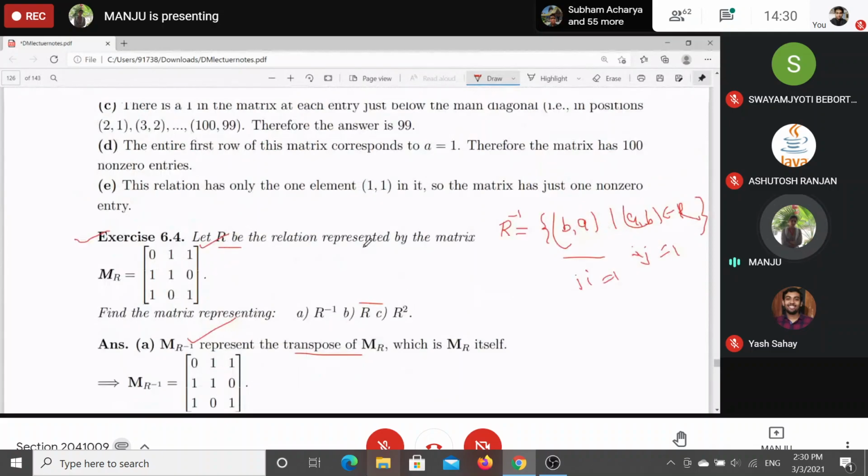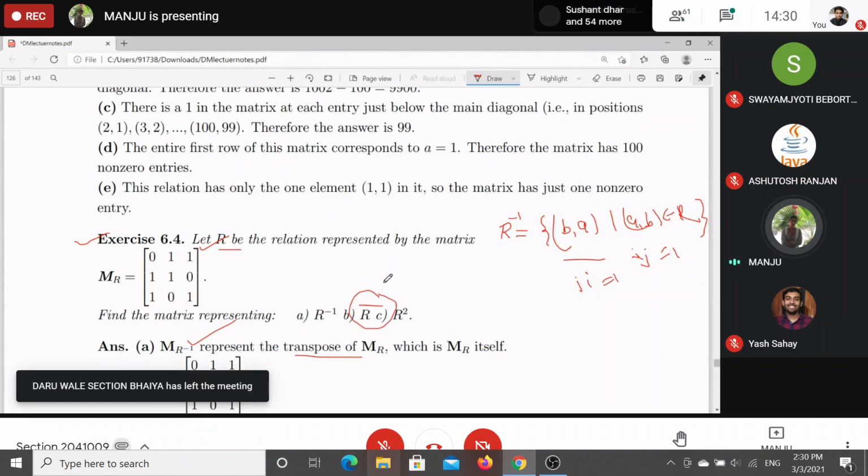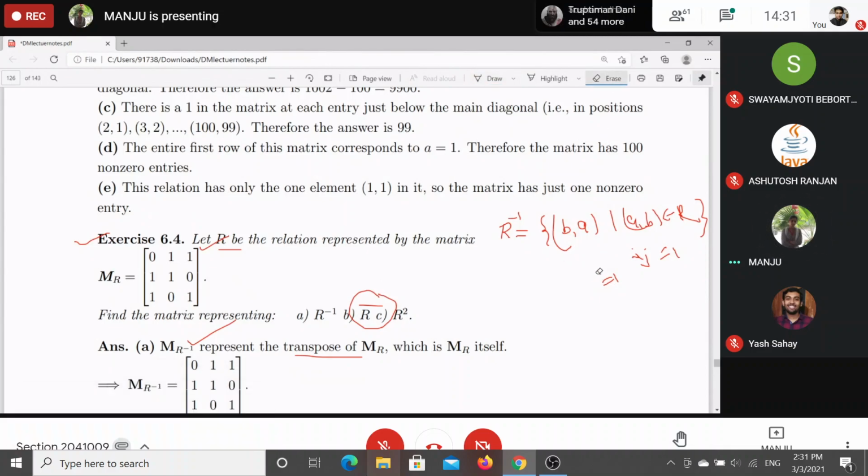What about transpose? The transpose is just MR inverse, the transpose of MR. That is, Mij becomes Mji. Yeah. Complement, MR complement. How do you define the complement relation? Maybe we will interchange 0 and 1. Is it 0 and 1? You are okay.